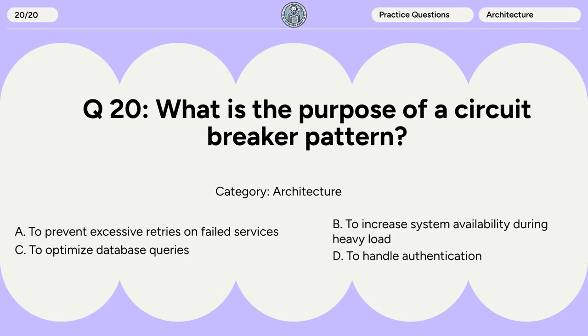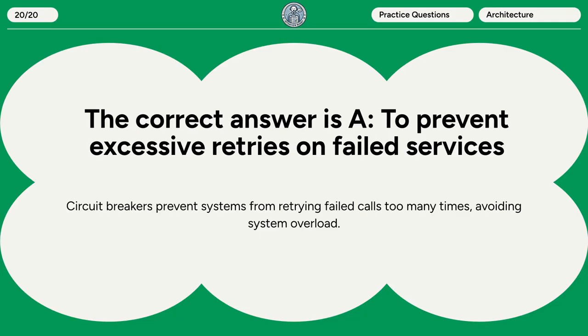Question 20. What is the purpose of a circuit breaker pattern? A. To prevent excessive retries on failed services. B. To increase system availability during heavy load. C. To optimize database queries. D. To handle authentication. The correct answer is A. To prevent excessive retries on failed services. Circuit breakers prevent systems from retrying failed calls too many times, avoiding system overload.